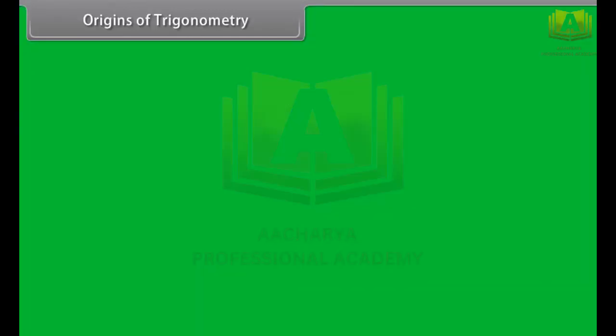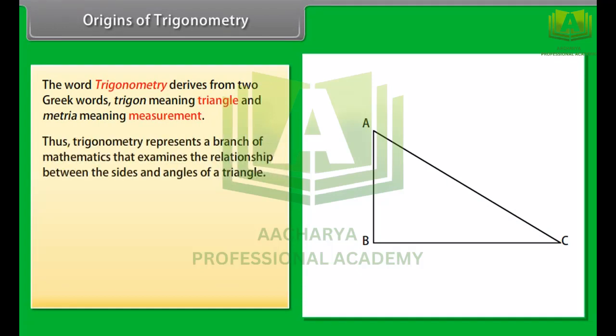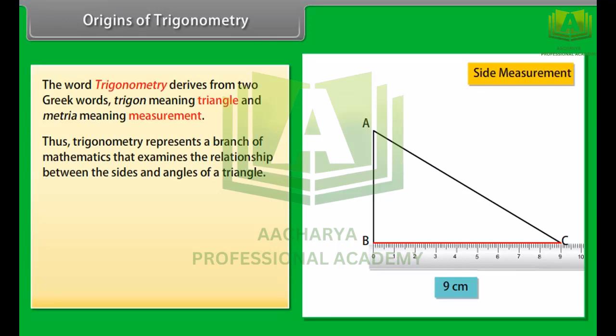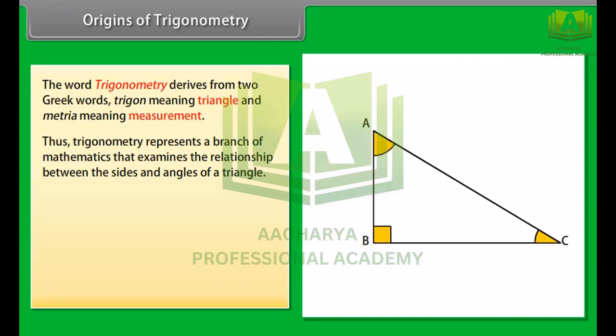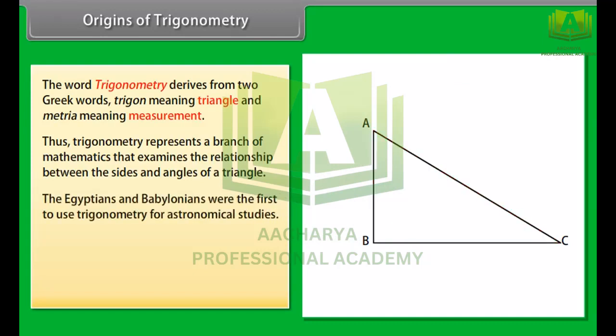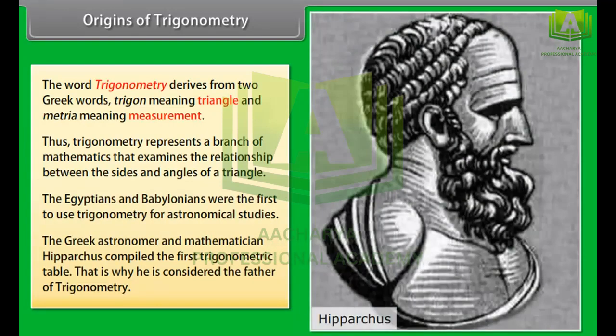Origins of trigonometry. The word trigonometry derives from two Greek words, trigon, meaning triangle, and metria, meaning measurement. Thus, trigonometry represents a branch of mathematics that examines the relationship between the sides and angles of a triangle. The Egyptians and Babylonians were the first to use trigonometry for astronomical studies. The Greek astronomer and mathematician Hipparchus compiled the first trigonometric table. That is why he is considered the father of trigonometry.